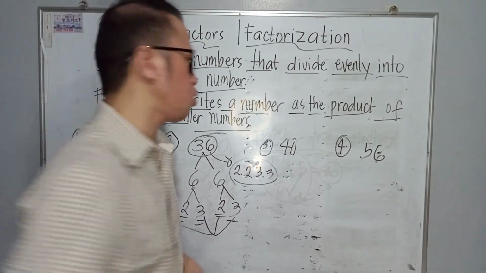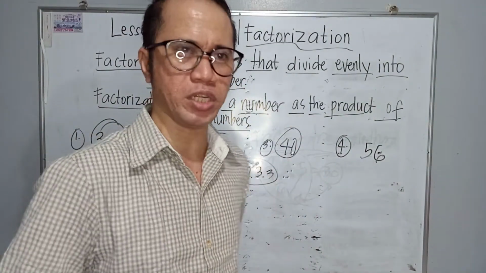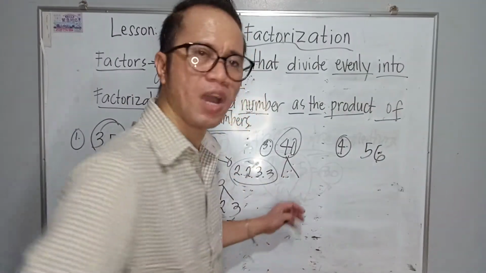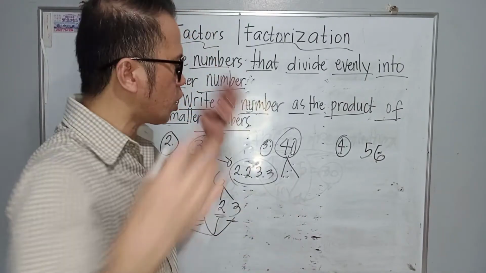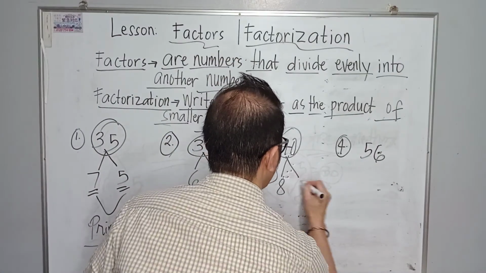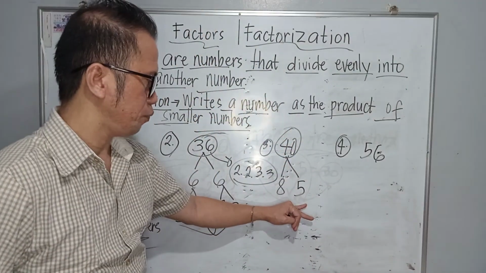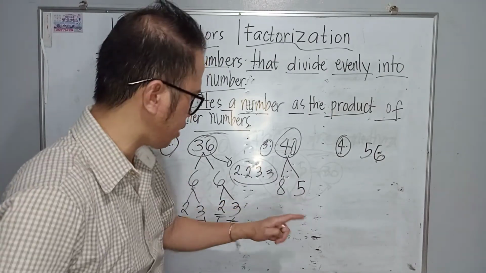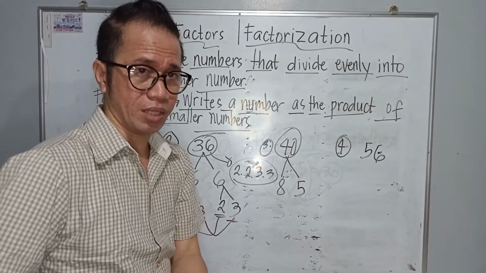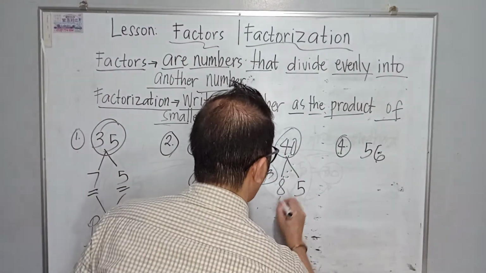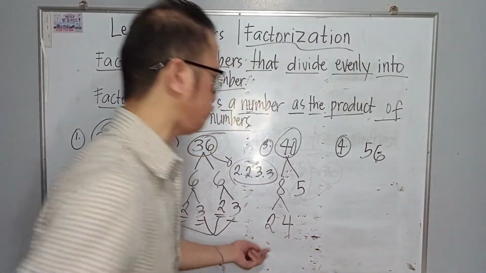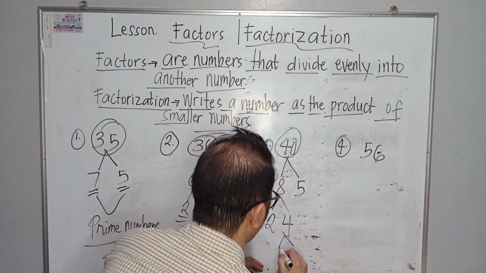Let's proceed to number 3. We have 40. What are the factors of 40, class? Okay, so first, using the factor tree method again, let's decompose 40. Let's have 8 and 5. Teacher, 5, I know that is a prime number, but 8 is a composite number. Why? Because we can still decompose it using the factor tree method. Let's multiply 2 and 4. And 4 also has the factor of 2.